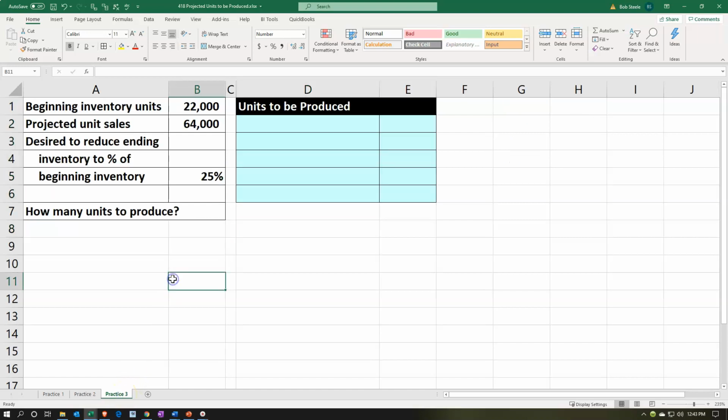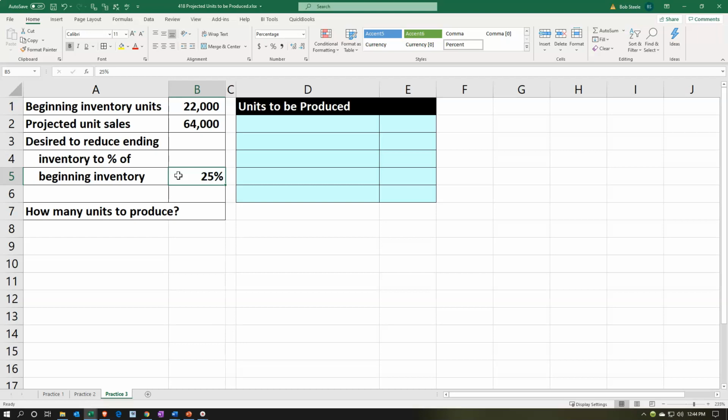Practice 3 set. This looks very familiar. This will be the same kind of process. We want to get good at this and just kind of memorize this equation because it's a standard and very useful equation. So we have the beginning inventory once again at 22,000. The projected unit sales are going to be 64,000. Desired ending inventory is reduced to a percentage of beginning inventory. So notice we've got the same information, but in a bit of a different format.